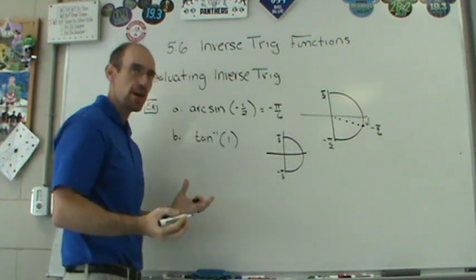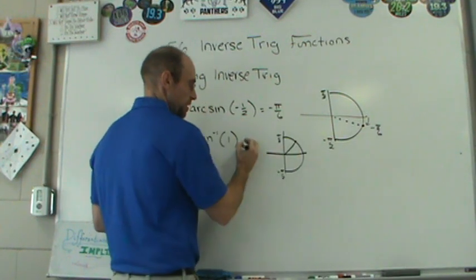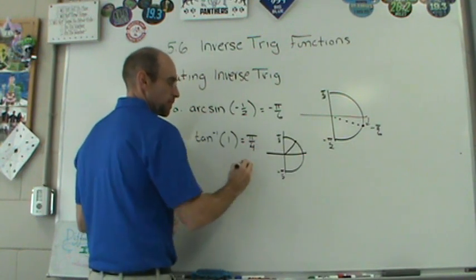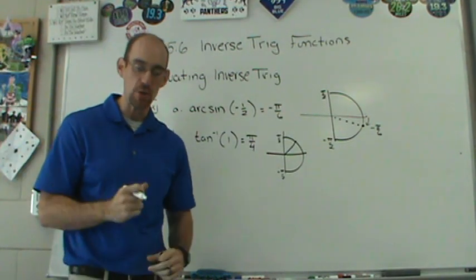And I think about, okay, where on the unit circle does tangent equal 1? Well, this, like I said, is an easy one. That's going to be at π/4. Okay, and this is one of the other reasons why we learned that unit circle in the beginning of the year. You got to be quick with these.